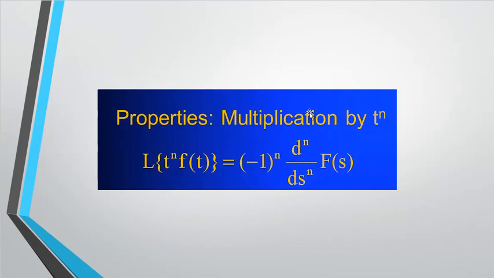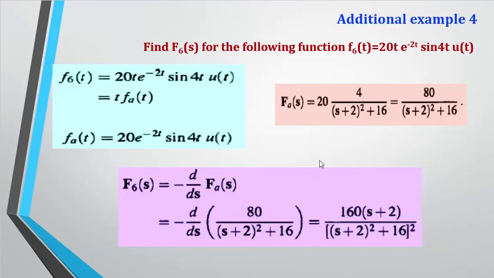Going back to the property that we just talked about, we have to find the derivative of what we have found so far. So we have to find the derivative of 80 over (s plus 2) squared plus 16. And the derivative of that will be this one, 160 (s plus 2) over ((s plus 2) squared plus 16), everything to the power of 2. So this one will become the Laplacian of this f6 of t.